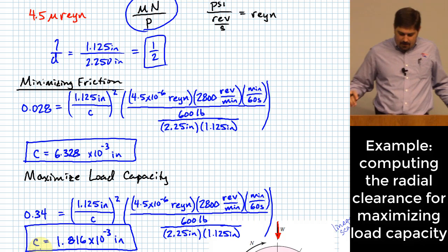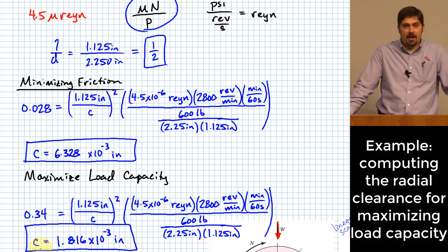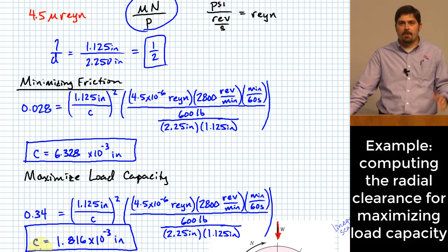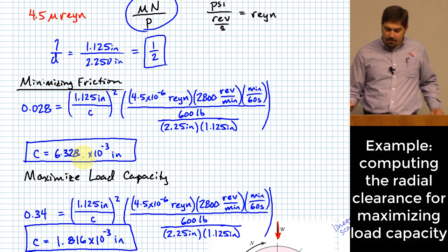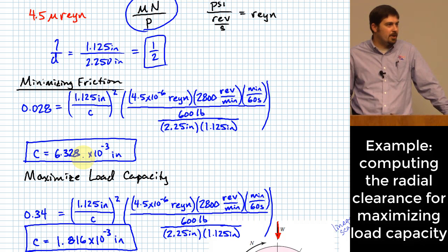And this kind of makes sense. You would expect that a tighter bearing would allow you to get higher fluid pressures within the bearing, and that might allow you to maximize your load carrying capacity. The looser bearing is likely to allow freer fluid flow, which might make a lower coefficient of friction. So that makes sense to me as to how they wind up. So these are the limits for my radial clearance.